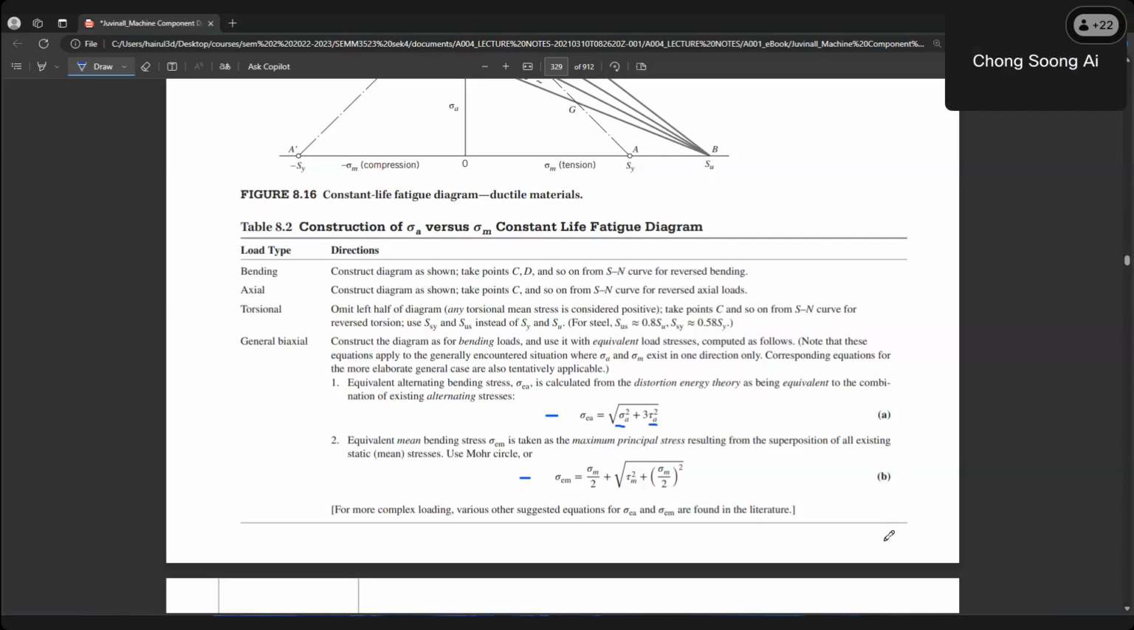Sigma bending, sigma mean is 0, right? But axial we have mean. Clear, class? Axial we have mean. Axial has the mean, but alternate is 0. But yes, we have sigma axial.